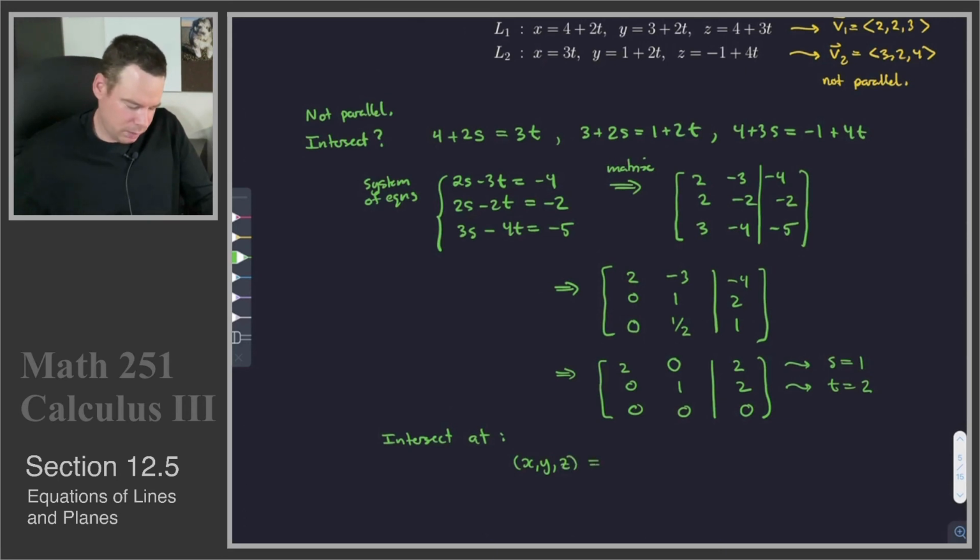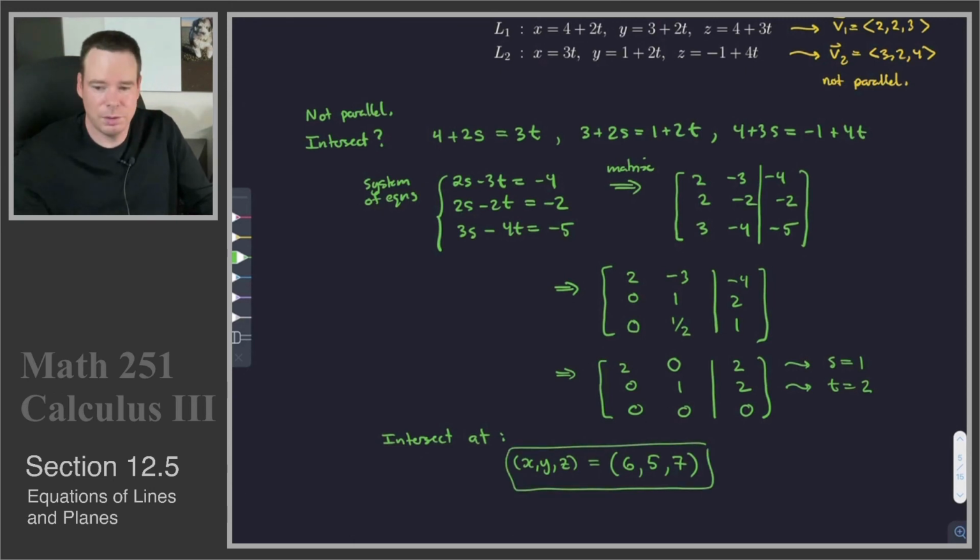So let's plug S into the first line. So that would be 4 plus 2 is 6, 3 plus 2 is 5, 4 plus 3 is 7. But I could also plug t equals 2 into the second equation, or the second line, and I get 3 times 2 is 6, 1 plus 4 is 5, and negative 1 plus 8 is 7. So I get the same point, and that's just a double check to make sure I didn't make any typos along the way. So we got that they do intersect. So these two lines, they intersect, and they intersect at this point.